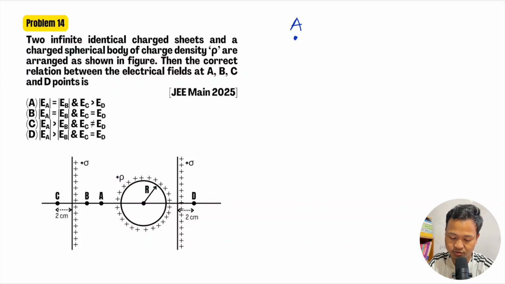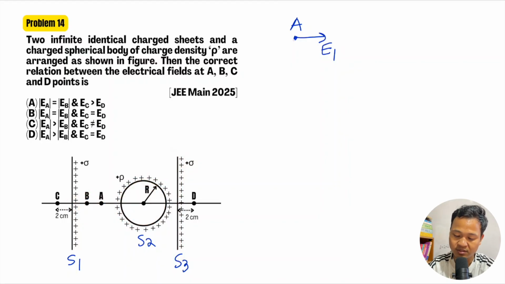At point A, due to this infinite sheet, the electric field will be along this side. Let's call them surface 1, surface 2, surface 3. Electric field due to surface 1 is E1 at point A. Next, due to the sphere it will be on the left side, and due to the surface it will be on the left side. That means I will have E2 plus E3.